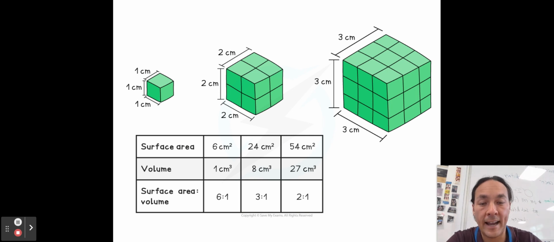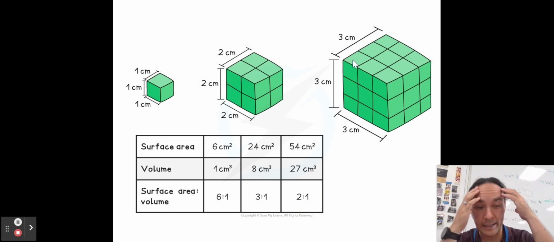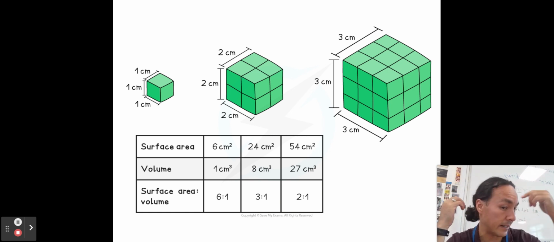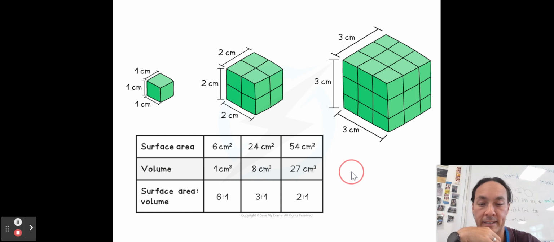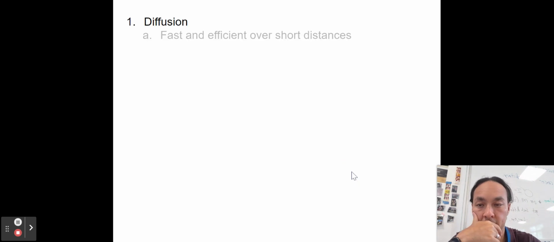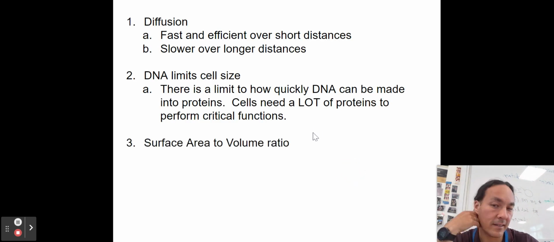So cells have to be small because they have to be able to diffuse oxygen in and get rid of CO2. All right? I can't be one huge cell. I want to be able to get the oxygen all the way in to me that I need. So diffusion is fast and efficient over short distances. It's slow over longer ones.